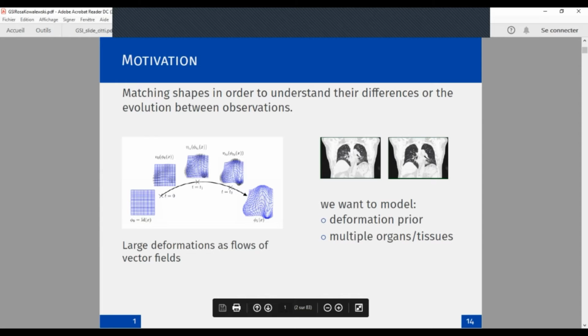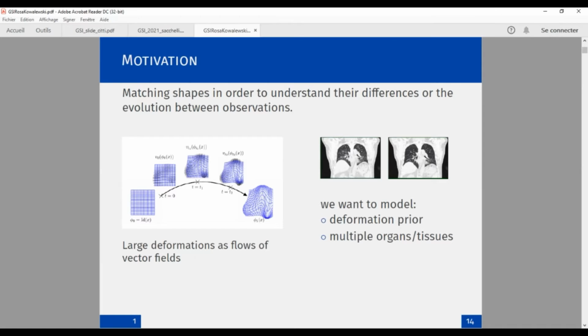So the goal of our framework is to match shapes, for example, images or curves, in order to understand the differences between them or their evolution. In many cases, we want to preserve the local topology of the shapes in order to prevent holes or foldings in the deforming shapes. So we require the deformation to be a diffeomorphism.